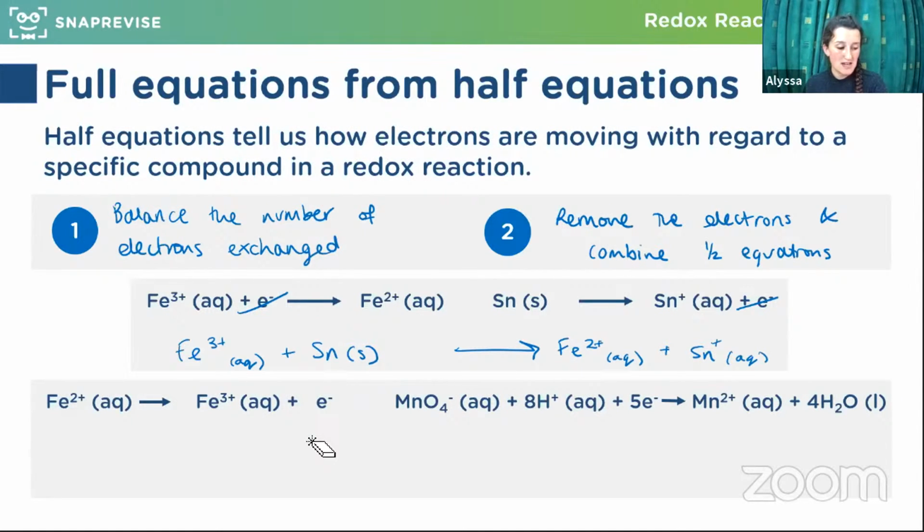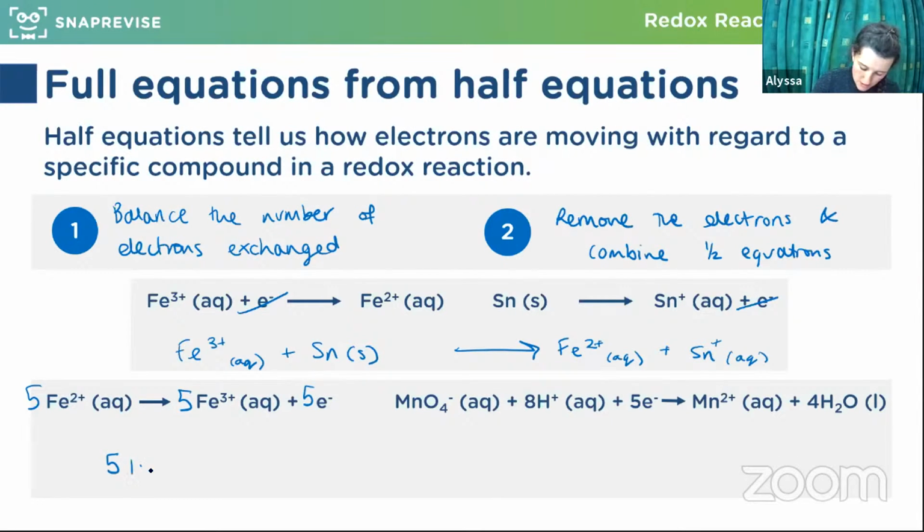Nice, well done, Rowan, exactly. We're going to multiply the iron equation by 5. We need to make sure we've got 5 electrons so that we're exchanging 5 electrons in both places. So that means we're going to need 5 Fe2+, which are going to make 5 Fe3+ and release 5 electrons. Yeah, exactly, well done. Good. Fabulous. Okay, so then we can combine the two and remove our electrons.